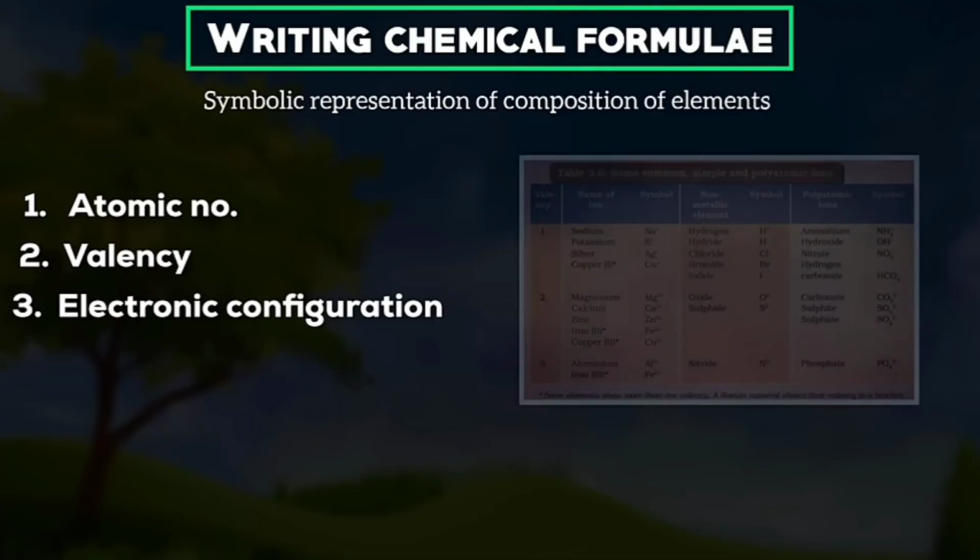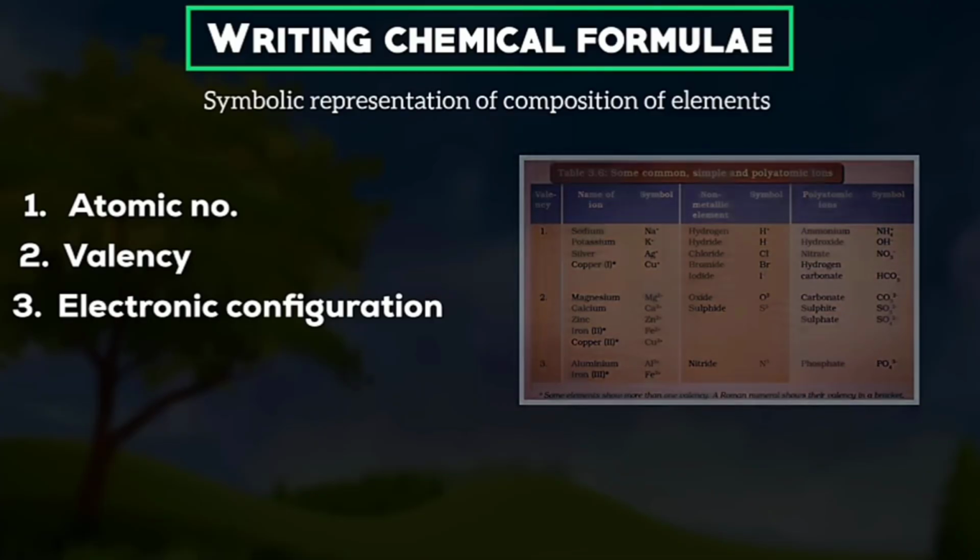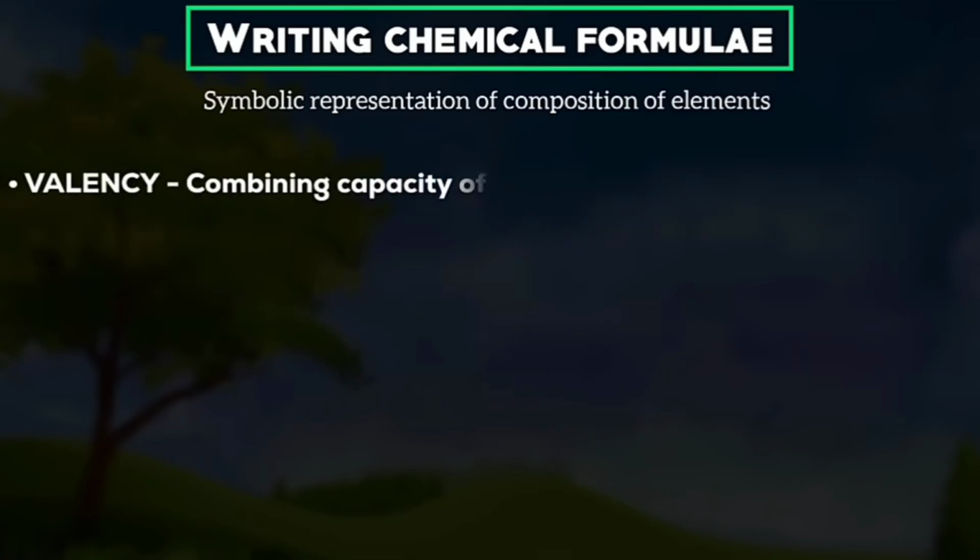But for that, it's crucial to memorize the table I've provided. I hope you've memorized it. First, we'll learn about valency. So, what exactly is valency? The combining power and capacity of an element is known as valency. The combining power of any element is called valency.